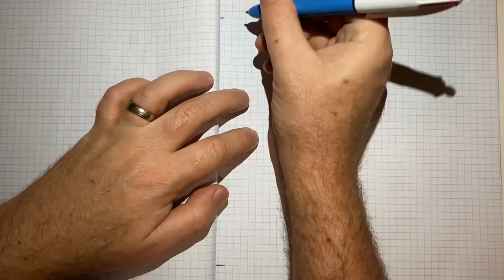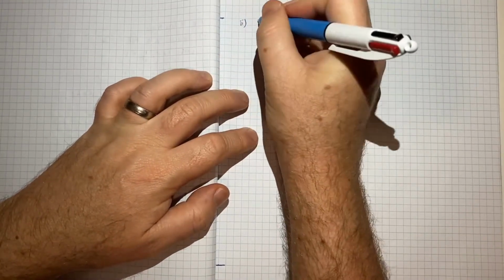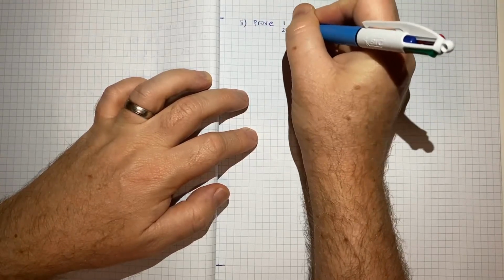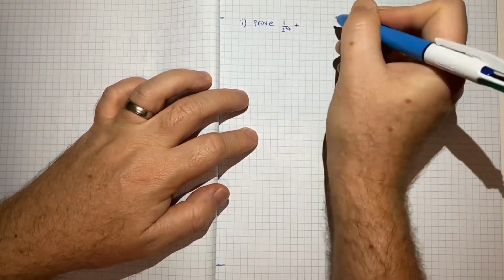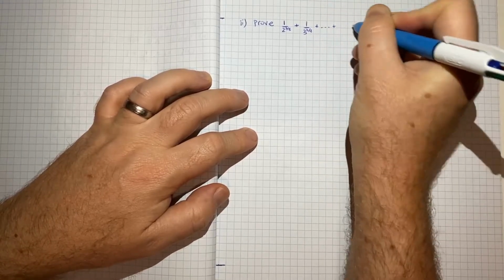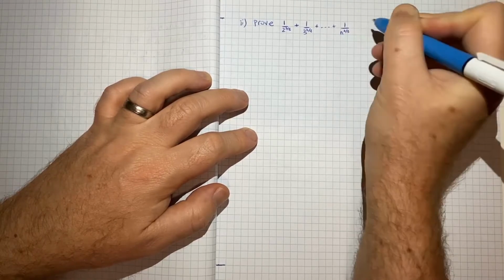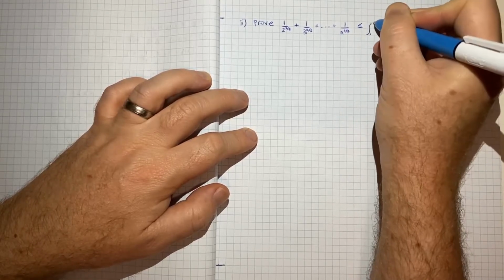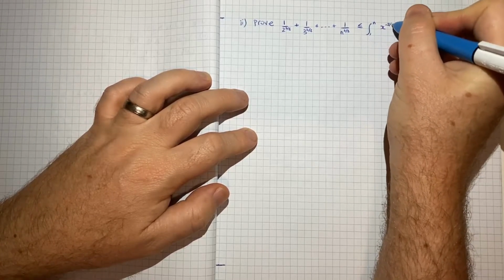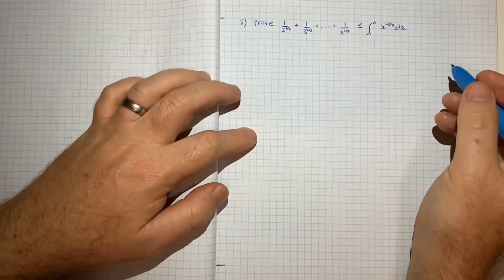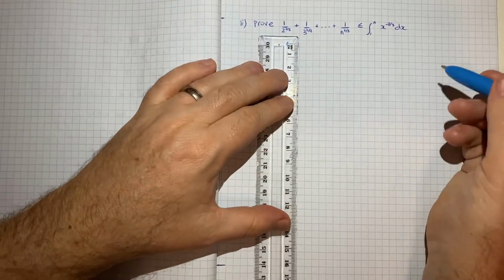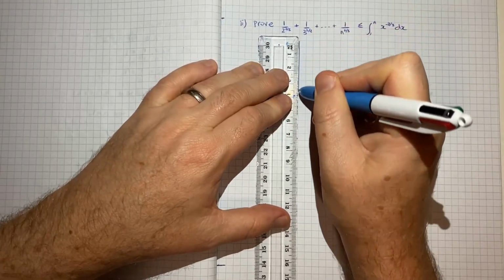I'll just write out what we're trying to show. So for this part 2, we want to prove that 1 on 2 to the 2/3 plus 1 on 3 to the 2/3 all the way up to 1 on n to the 2/3, that's less than or equal to the integral from 1 to n of x to the negative 2 on 3 dx. That's what we're trying to show. And what I'll do is I'll just draw up a chart that will help us think about this.